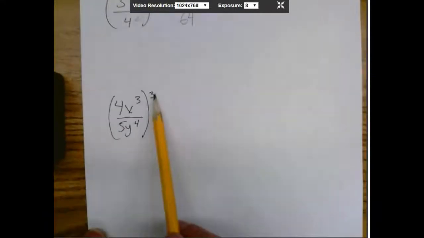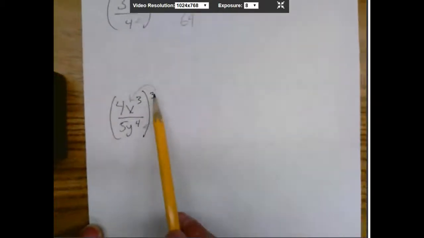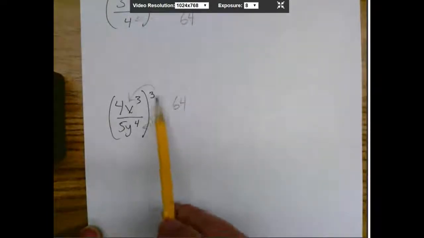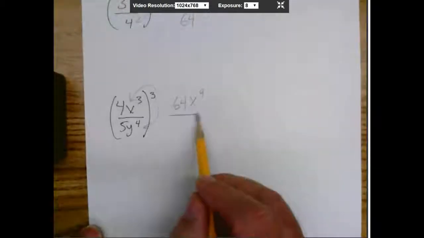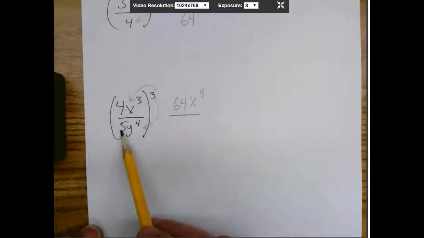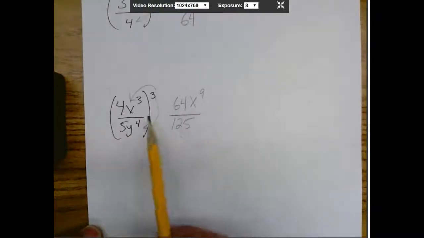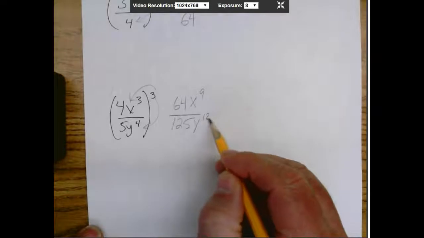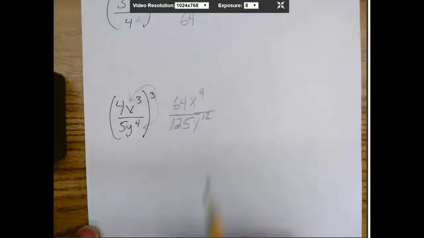And then here we have the power of 3. We're just going to distribute it to the top one and then to the bottom one. So we'll do the numbers first. 4 to the third is going to be 64. And then x to the third, we multiply these exponents together, so that's x to the ninth. And then here again, 5 to the third: 5 times 5 is 25, times 5 is 125. And then y to the fourth times 3 is going to be y to the 12th. Okay, and that's our simplification of that.